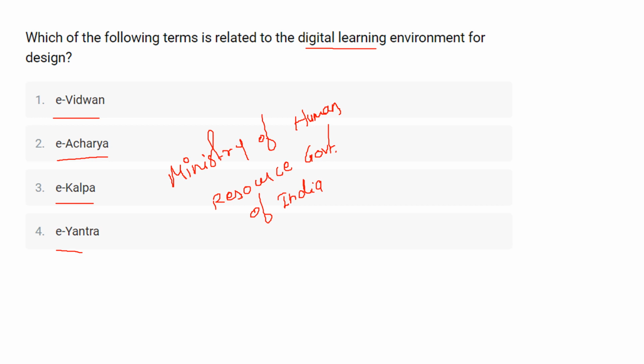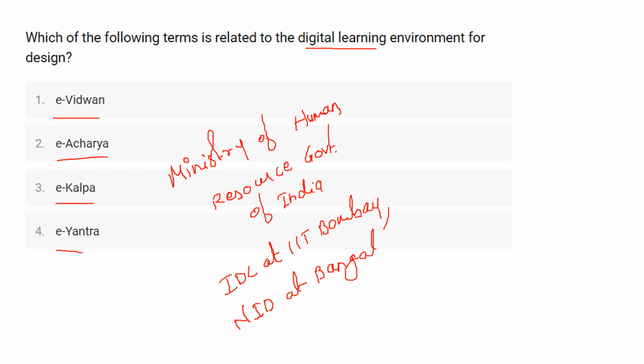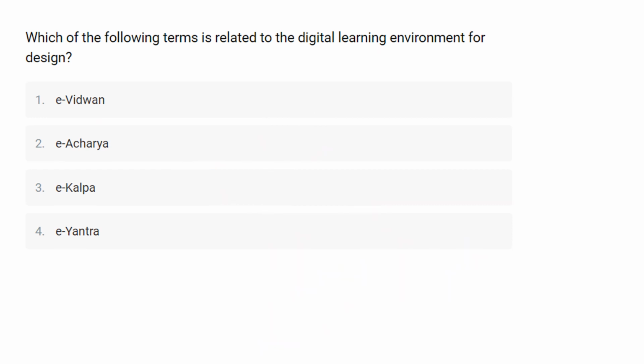This initiative will be collaboratively developed by three institutes: IDC at IIT Bombay, NID at Bangalore, and TOD at IIT Guwahati. So the correct answer for this question is option number 3, that is E-Kalpa.